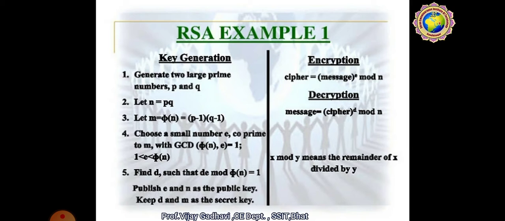Here we see in the example, हमें implement करना है C programming language में. आप देख सकते हैं key generation, encryption and decryption. Here we use cipher is equal to message mod n, and decryption as well. X mod y means the remainder of x divided by y.